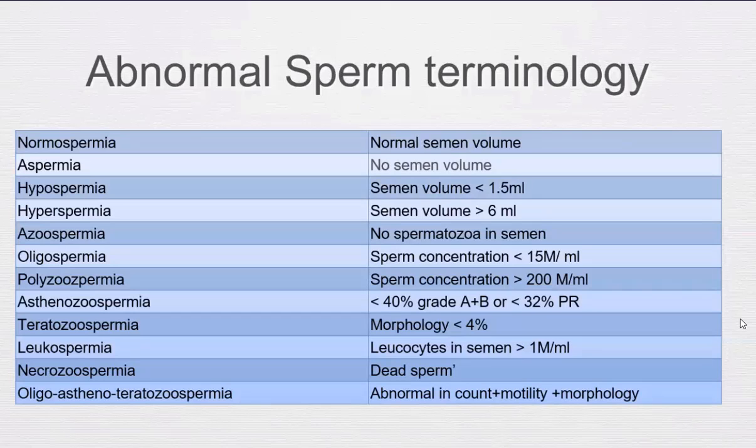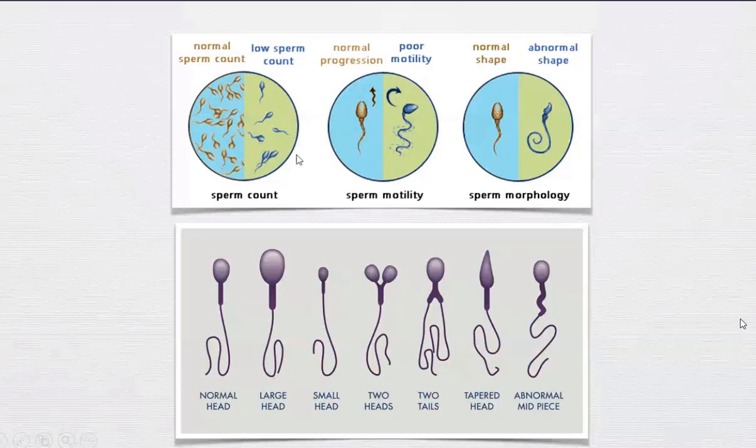Teratozoospermia, when you have less than 4% of normal sperms. Leucospermia means presence of leukocytes more than 1 million per mil. Necrozoospermia, you have sperm, but all the sperms are not moving, or we call it dead sperm. And oligoasthenoteratozoospermia, abnormal in the 3 parameters, which is the count, motility, and also morphology. So this is how the normal sperm count looks versus oligospermia. This is an example of abnormal sperms. You can have a small head sperm, large head, 2 heads, abnormal tails, and so on.